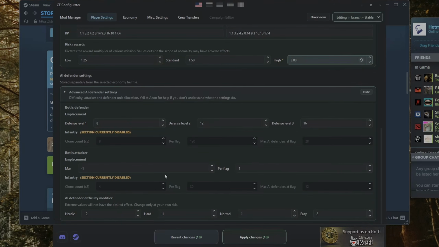I apologize. And below that, you have, again, AI Defender difficulty modifier. This one refers to the same thing. But this is like on easy difficulty, AI gonna have less emplacements. On heroic difficulty, AI is gonna have bigger number of emplacements that you have to kill in order to take those flags. But do a little bit of research yourself, do some testing, and you will see what works for you. And now we can just go and apply changes. And we can move to the next one.